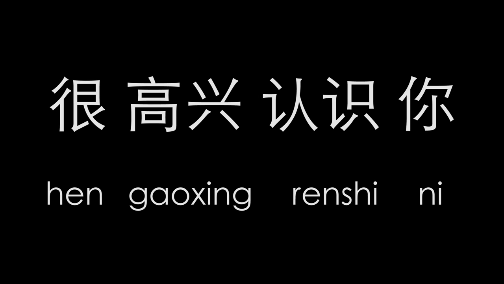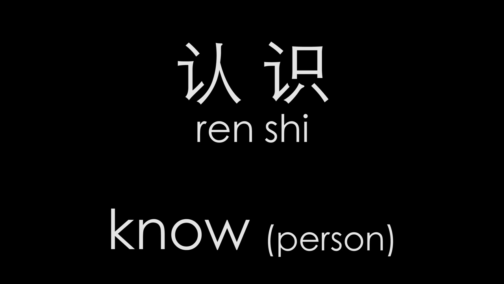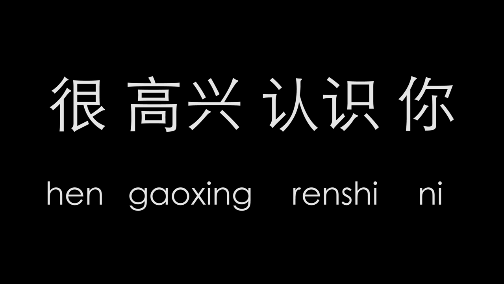你叫什么? 我叫 Oliver, 很高兴认识你。 First I say, 我叫 Oliver, my name's Oliver. And then I say, 很高兴认识你。高兴, that means happy. 认识 means to know, but only of a person. So you can't use this verb 认识 when you know a city, a book, or something else. 很高兴认识你。Very happy to know you. Or in English, nice to meet you.